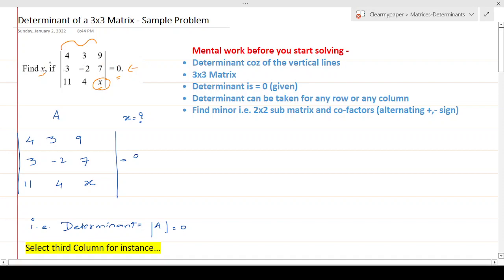We know that this symbol, this vertical line here, means it's a determinant. This example does not use any verbiage where it says determinant. It just says find x if some array of numbers within these vertical lines is equal to 0, and we know that this is the notation of a determinant. We know it's a 3 by 3, with 3 rows and 3 columns. So it's a 3 by 3 matrix, although it's given in determinant format. And we know that the determinant is equal to 0.